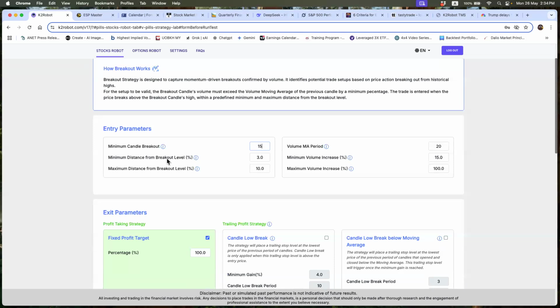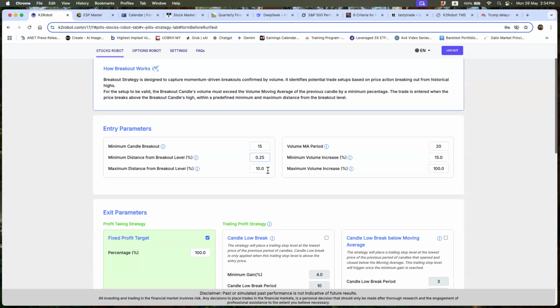Okay, the minimum distance breakout level. That means once the stock breaks out from the resistance, we want it to break and buy immediately. So I put 0.25% instead of 3%. 3% means it breaks the resistance and must go up 3% before the robot buys the stock, which I think is a bit too late. So I want to buy as soon as it breaks out.